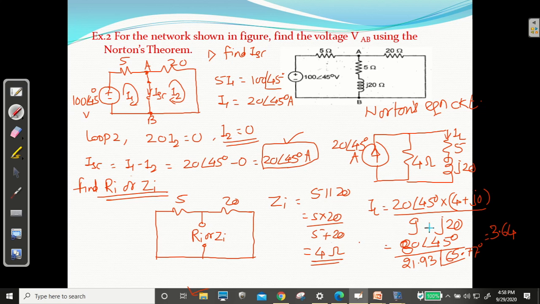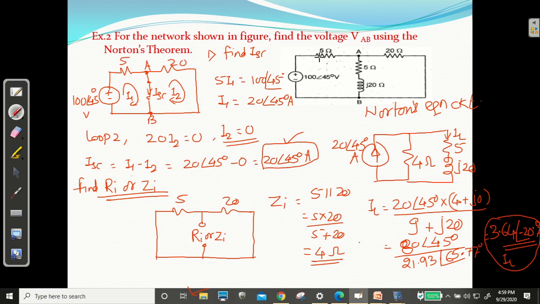And the angle will be subtracted. So 45 minus 65.77 gives minus 20.77. This is what I got, IL. I got IL equal to this one. Clear? So I got IL equal to this one. So it is very simple.